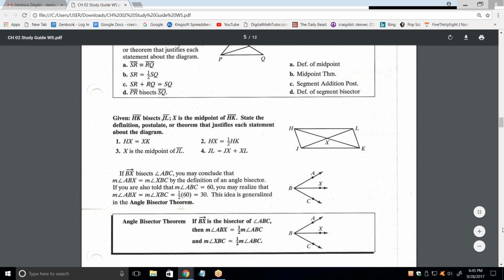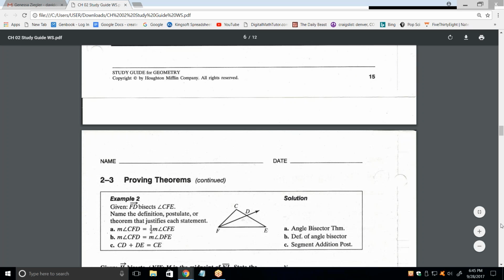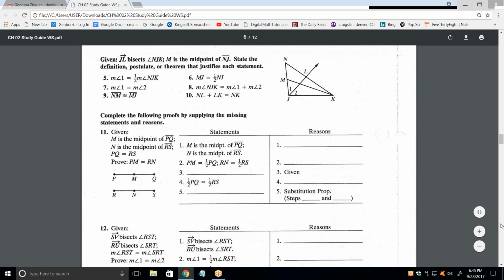I would still say that if I had to only give one answer, it's the angle bisector theorem for number 7. It has to be that. Now, maybe if you were doing a 2-column proof, you might have to get a little more elaborate. But if they're wanting one answer only, then that has to be the angle bisector. Number 8.